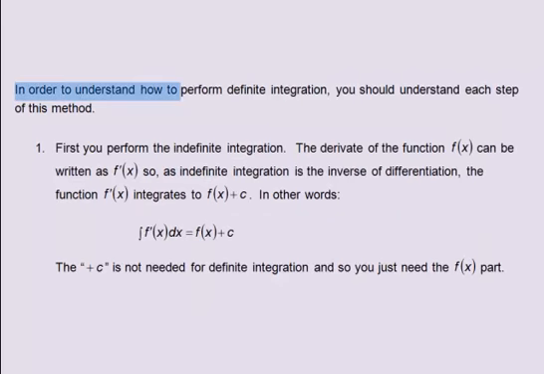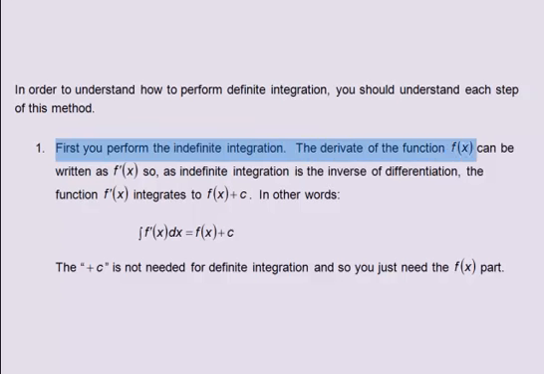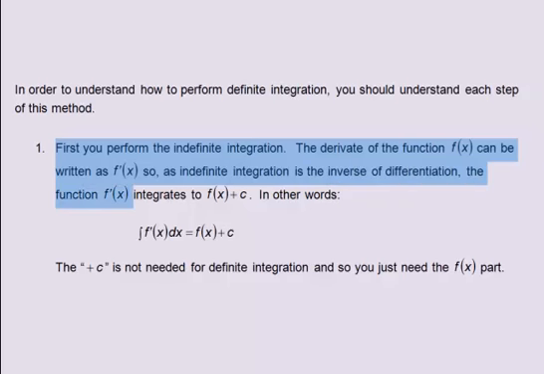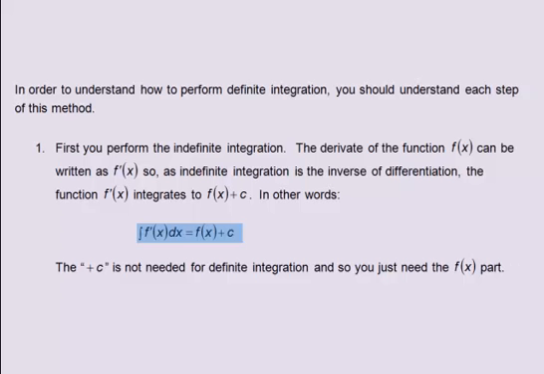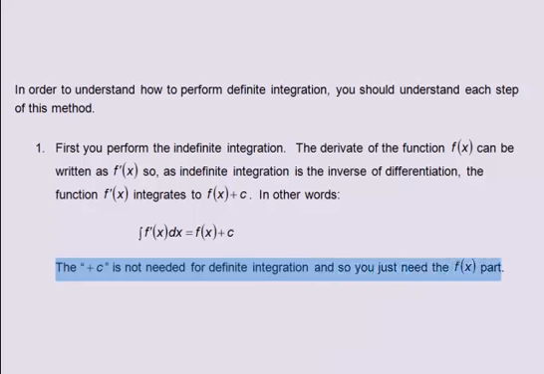In order to understand how to perform definite integration, you should understand each step of this method. 1. First you perform the indefinite integration. The derivative of the function f of x can be written as f' of x. So, as indefinite integration is the inverse of differentiation, the function f' of x integrates to f of x plus c. In other words, the integral of f' of x dx equals f of x plus c. The plus c is not needed for definite integration, and so you just need the f of x part.